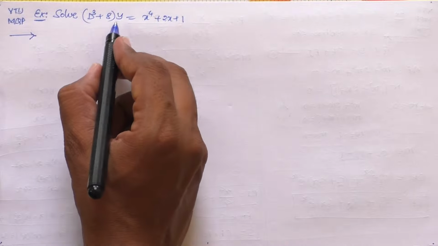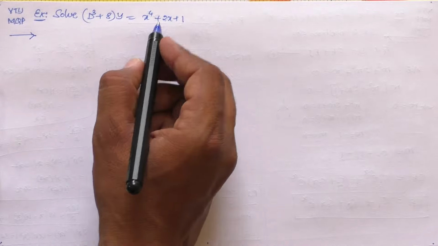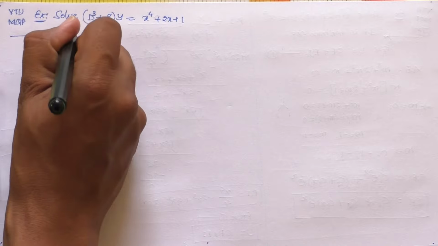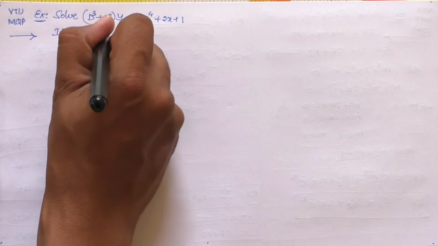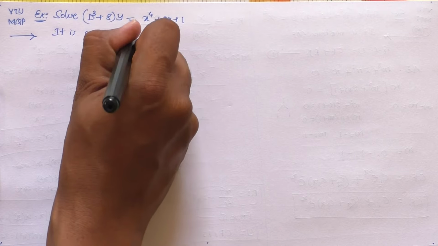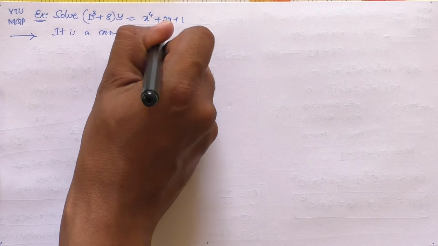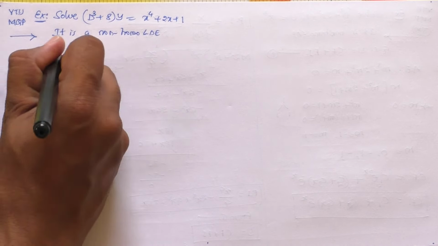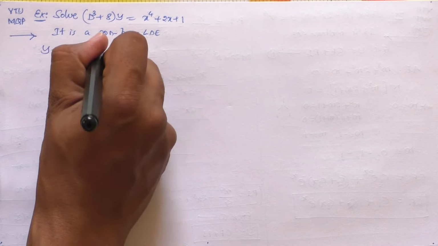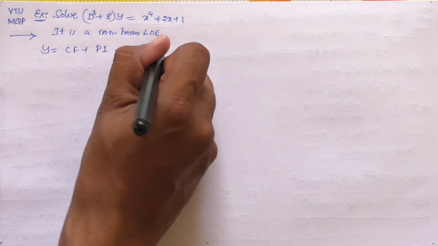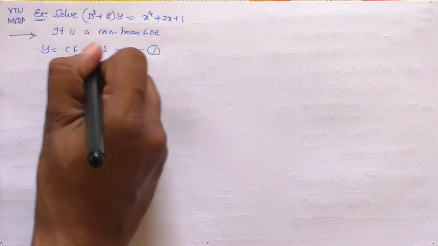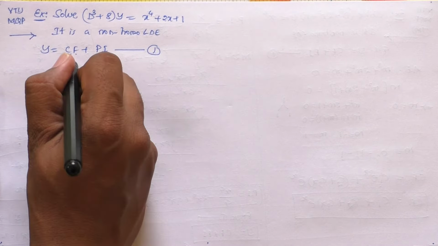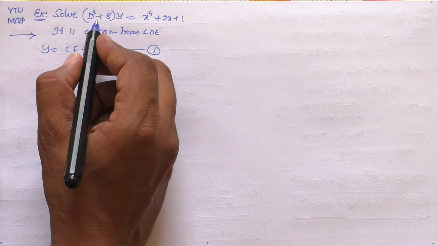Now if you look at this problem, it has y as well as x. So it is a non-homogeneous linear differential equation. In case of non-homogeneous, the solution is y equal to CF plus PI. So let us find CF and PI separately. First find CF, so refer to the LHS.